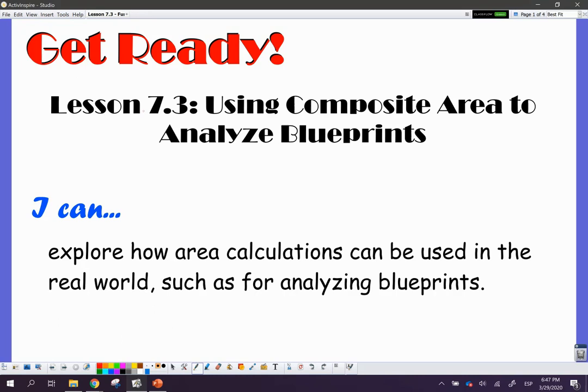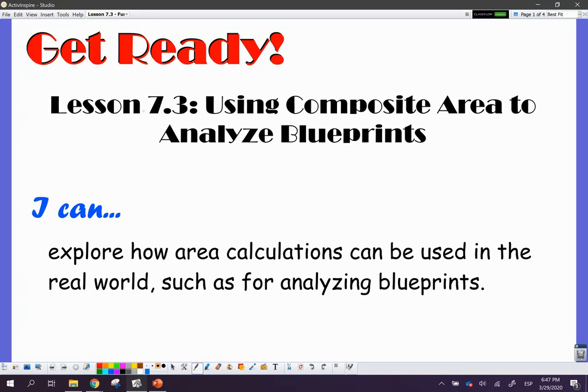If you are not up to speed with composite area or with area in general, I would strongly recommend you go back and look at the playlist for lessons 7.1 and 7.2. Go back, rewatch those videos, take some notes, guys, so that you know what you're doing here in lesson 7.3 and for your assignment 7.3.